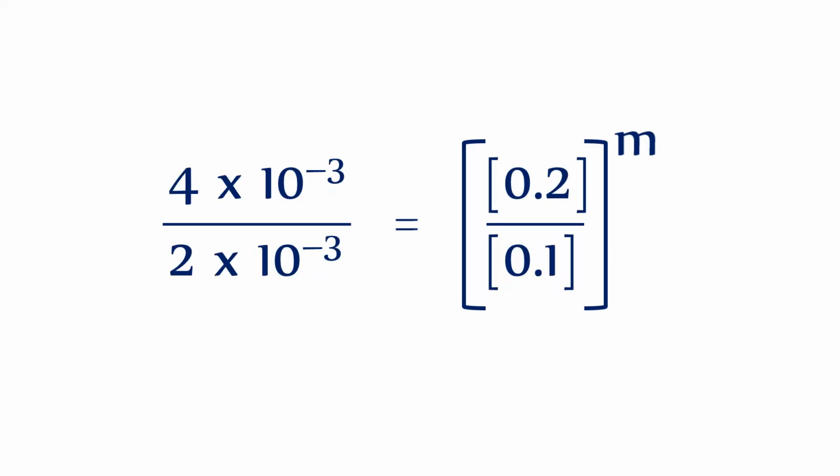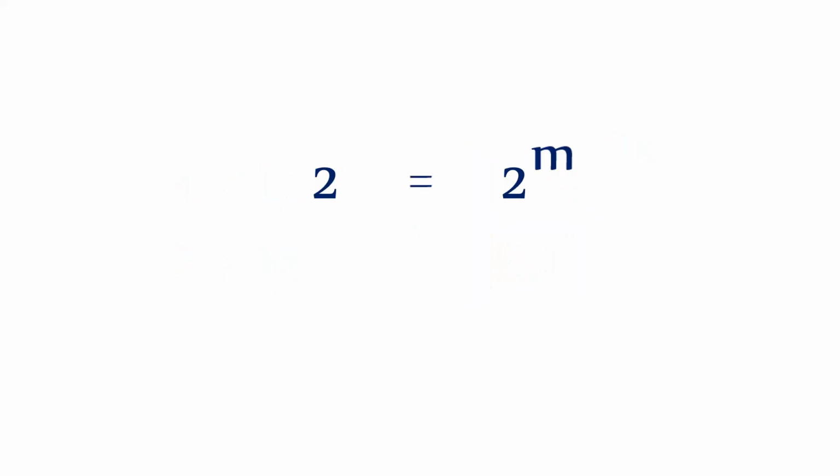So the numbers from the rate comparison give 2, and the numbers from the concentration comparison give 2 to the power of M. So we have 2 equals 2 to the power of M. Well, what could M be? Anything raised to the power of 1 is itself, isn't it? So 2 to the power of 1 equals 2. M must be equal to 1. So the reaction with respect to A is first order.